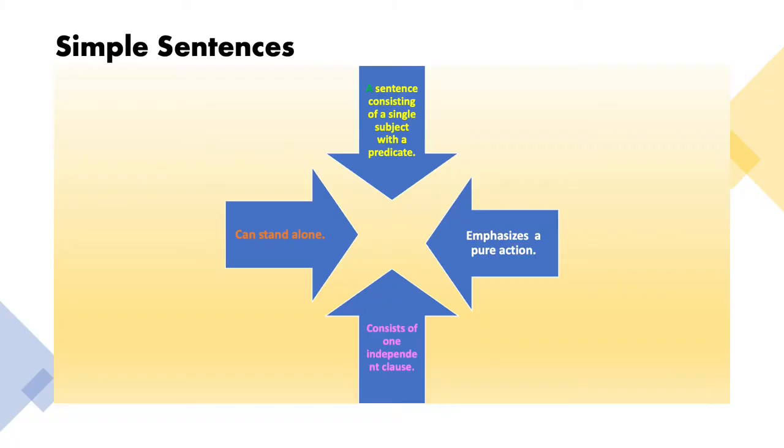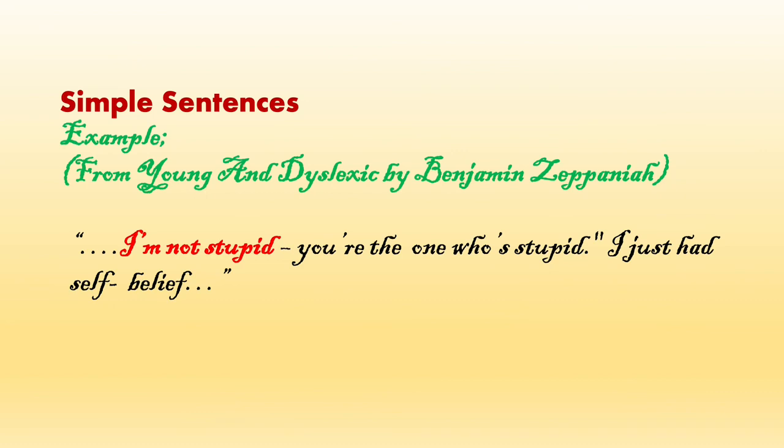Simple sentences consist of a single subject with a predicate. It has only one independent clause that can stand alone. They are used in literature mostly to emphasize a pure action. In Young and Dyslexic, Benjamin Zephaniah uses this device to emphasize that dyslexia in no way affects a person's intelligence.